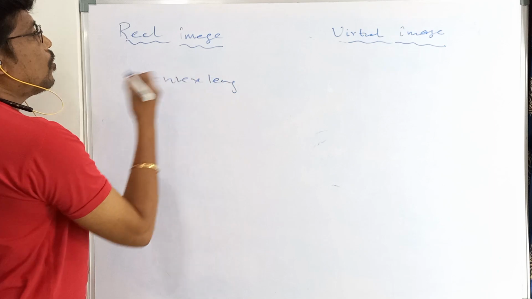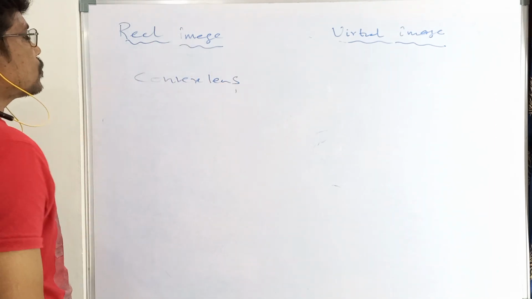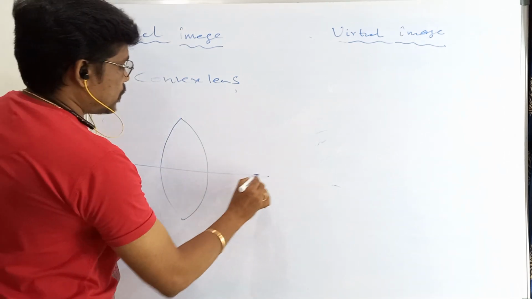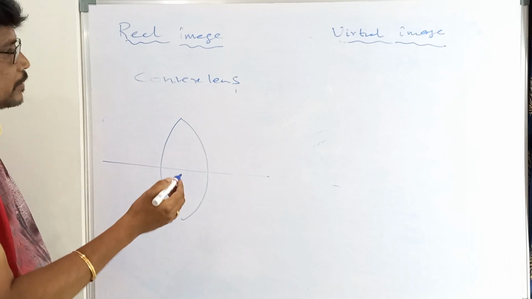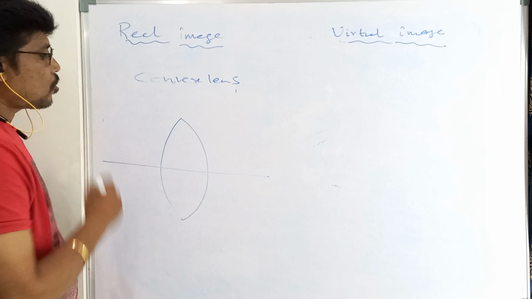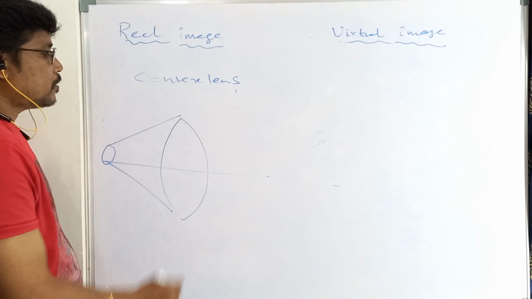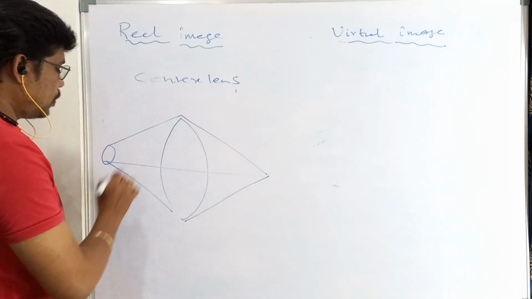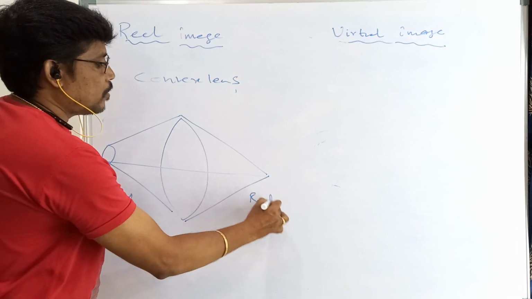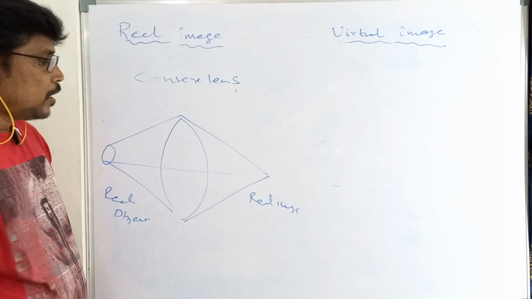a convex lens example where the real image is formed. Suppose this is a double convex lens. We will discuss the lens concept in our next lectures. Now here we have an object. Light is incident, this is a real object, and you get a real image. Okay, this is one example.